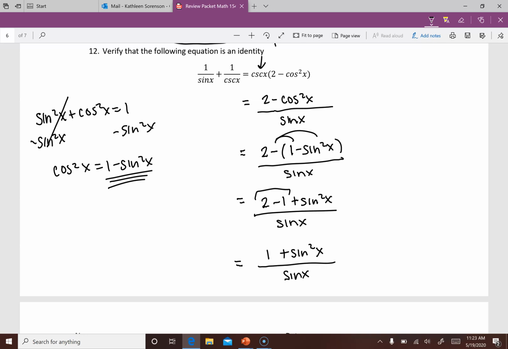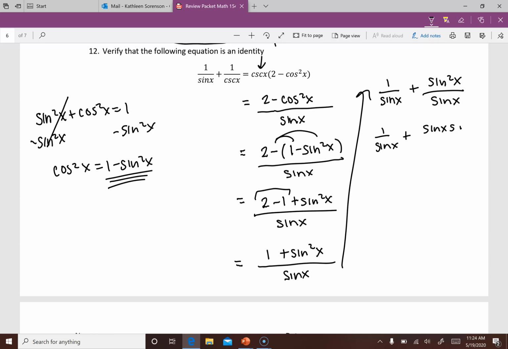All right, now I'm going to go back up here and keep going. I'm going to rewrite this as two fractions: 1 over sine x plus sine squared x over sine x. Well, what is sine squared x? That's simply sine x times sine x. You don't need to do this part if you see it already over that. So it's going to give me this over this, and that gives me 1 over sine x plus sine x.